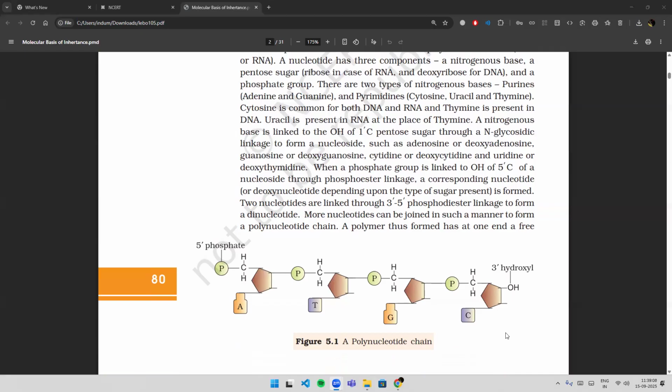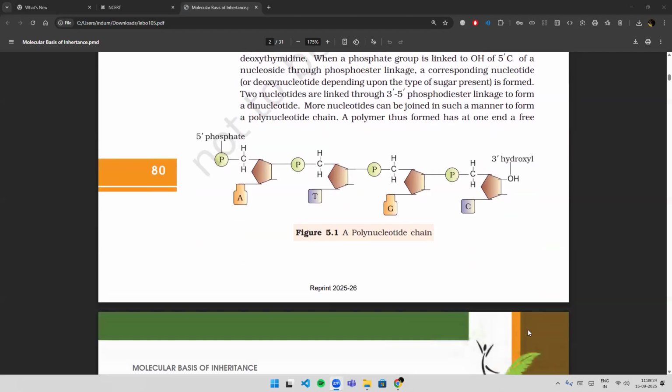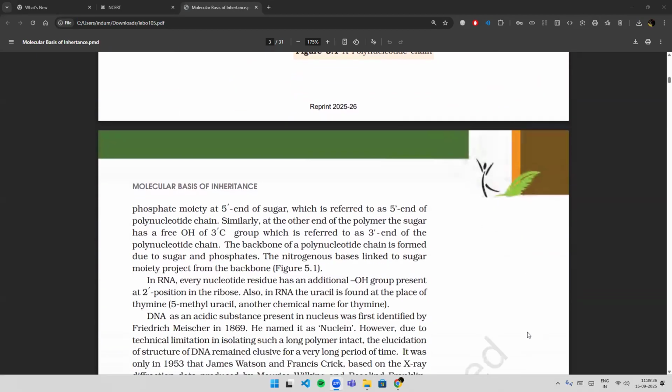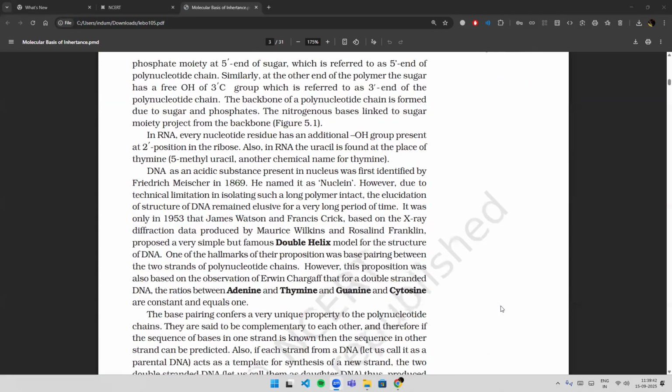Two nucleotides are linked through 3'-5' phosphodiester linkage to form a dinucleotide. More nucleotides can be joined in such a manner to form a polynucleotide chain. A polymer thus formed has at one end a free phosphate moiety at 5' end of sugar, which is referred to as 5' end of polynucleotide chain. Similarly, at the other end of the polymer, the sugar has a free OH of 3' carbon group, which is referred to as 3' end of the polynucleotide chain.